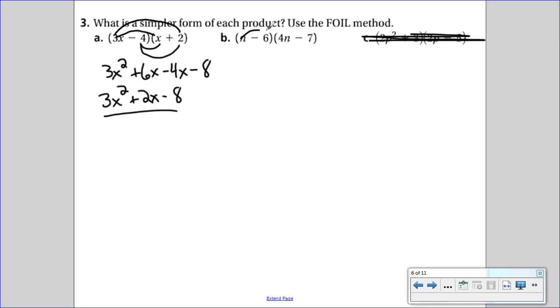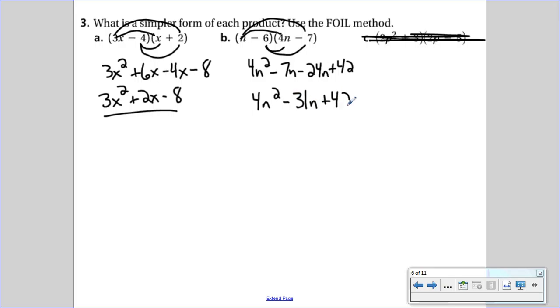Okay, so first, n times 4n, 4n squared. Outside, n times negative 7, negative 7n. Inside, negative 6 times 4n is minus 24n. Negative 6 times negative 7 is positive 42. Combine like terms, it becomes negative 31n plus 42. And that is the FOIL method.